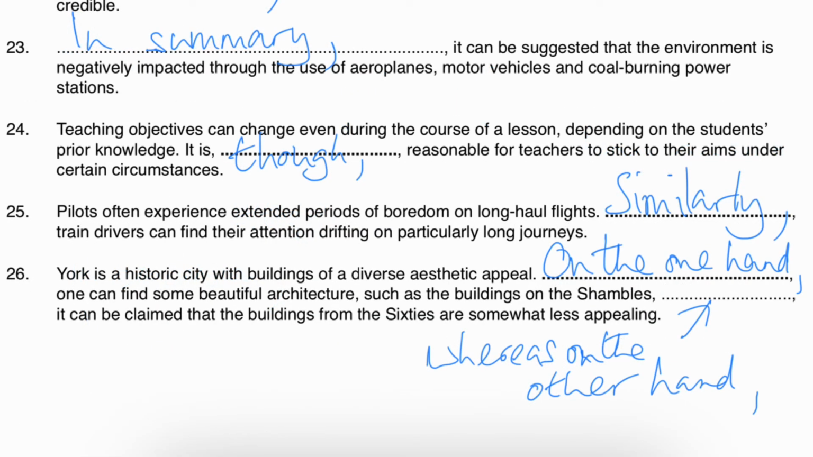24. Teaching objectives can change even during the course of a lesson, depending on the student's prior knowledge. It is, though, reasonable for teachers to stick to their aims under certain circumstances. In this situation, though, has the same meaning as however. So obviously it can't be although, because although has a different meaning.